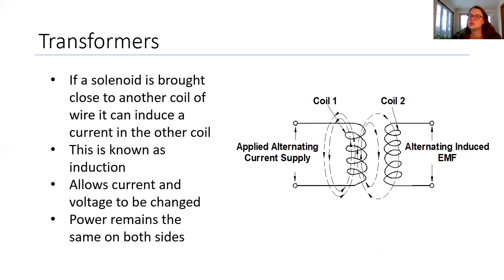We call that the induced EMF, or the induced voltage, induced current, and they call that induction. So it's kind of a combination, and it uses Faraday's law of induction. It says if you put current through a coil, it creates a magnet. That magnet can create current in another coil. The power on a transformer will remain the same, or usually close to the same.